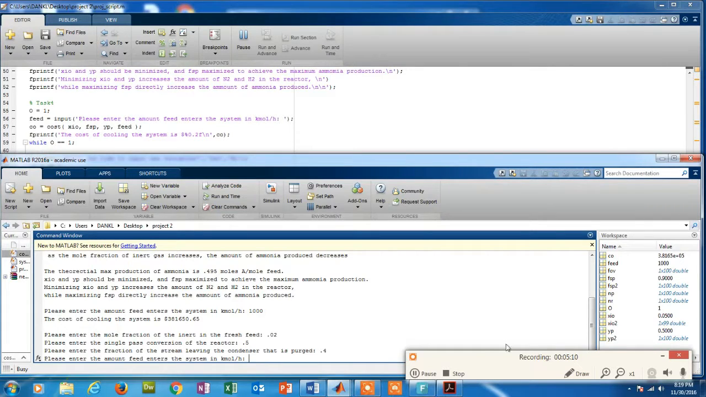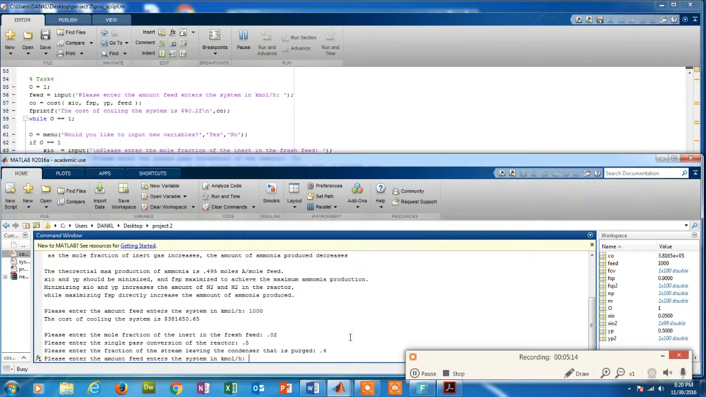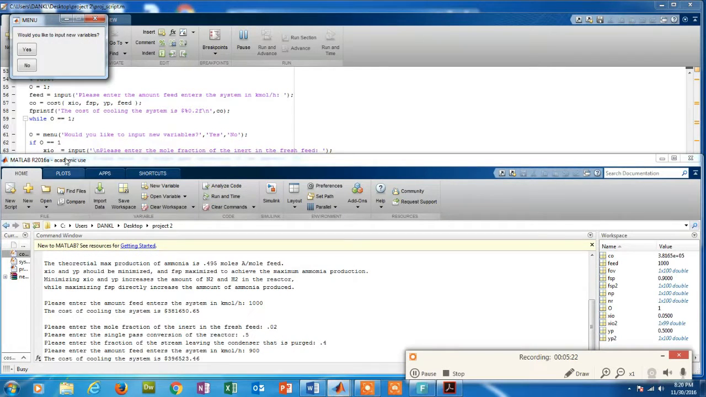This is actually going to ask for a feed to enter again after we've input those remaining ones. So we'll go ahead and this time put 900 kilomole per hour. It's again going to give us our cost, which is slightly higher than what we had before. The variables weren't too much different. But this time we're going to select no to inputting the new variables.